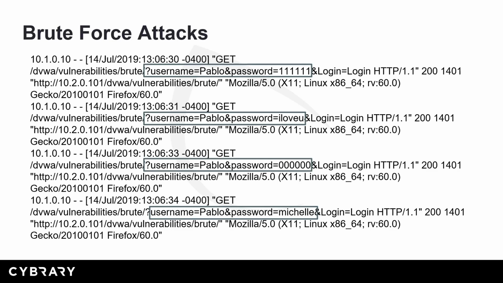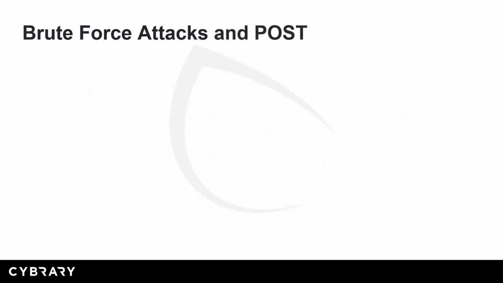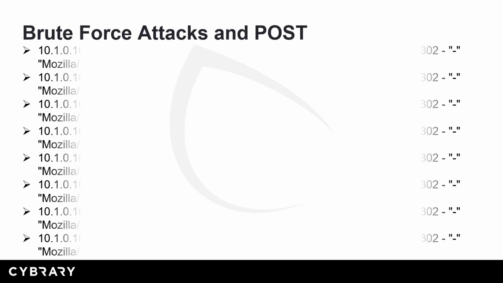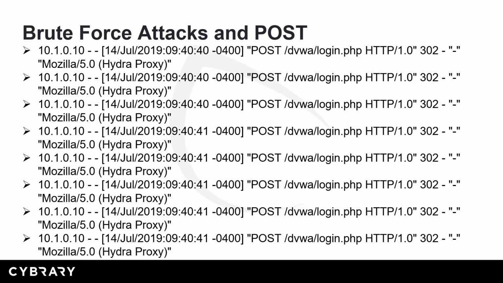I said before we can use GET or POST methods. In the last example, it was easy to identify the username and the password because of the GET method. Here we have an example of a request using the POST method. Notice that we don't have the username and the password in the request. This happens because the request is in the payload. Later in this course, we'll analyze the HTTP payload.